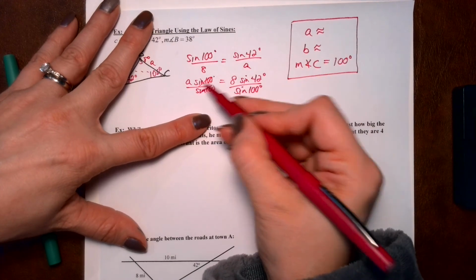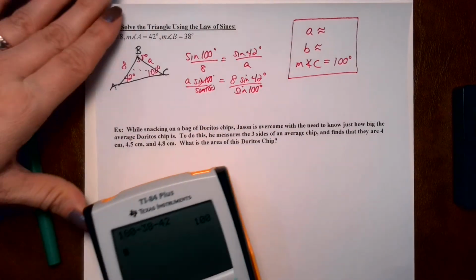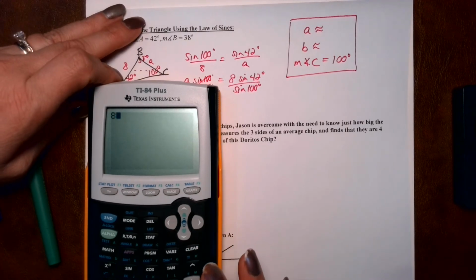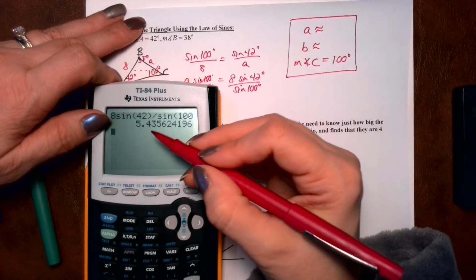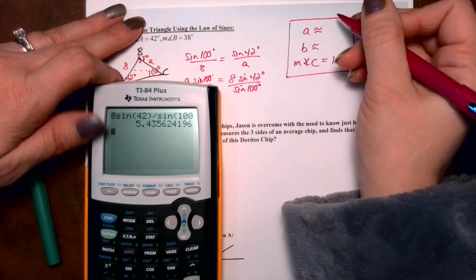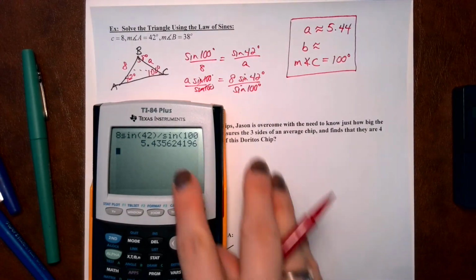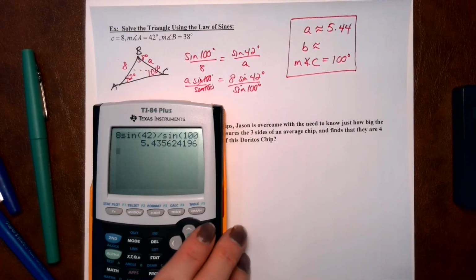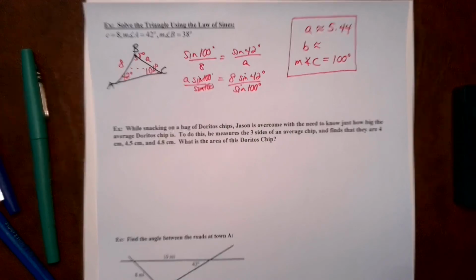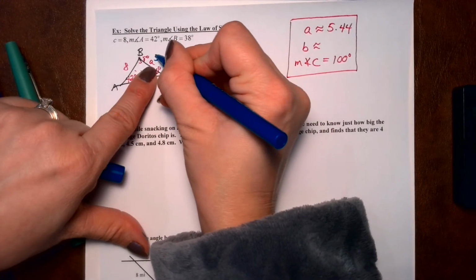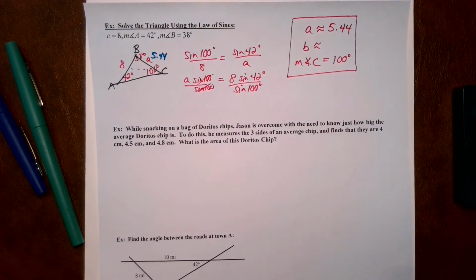Okay, and let's see. What is the answer for side little a? We have to do 8 times the sine of 42, and then divide by sine of 100. 5.44, approximately. We had to round that one up. All right, and now we've got one remaining side to find. I can go ahead and put 5.44 right there.